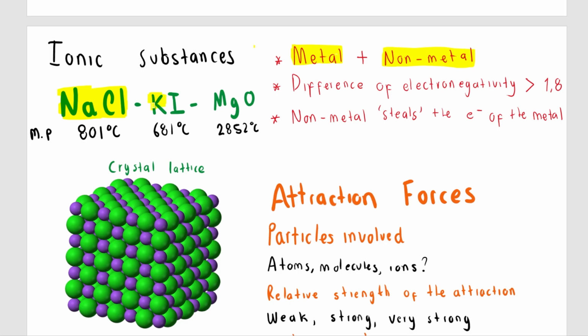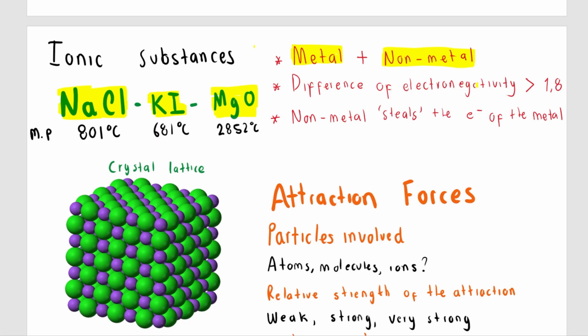We have potassium here, which is a metal, and iodine, which is a non-metal, so you have an ionic compound, and magnesium oxide. Magnesium is a metal, and oxygen is a non-metal. Also, something very interesting here is that you have the melting points. You can see that these ionic substances have relatively high melting points. And let's talk about that later.